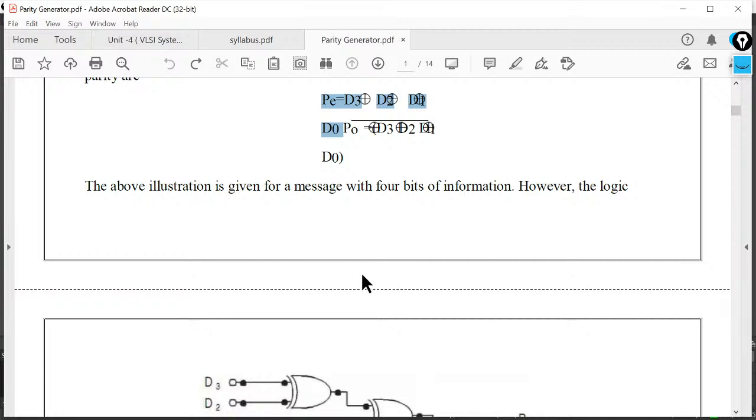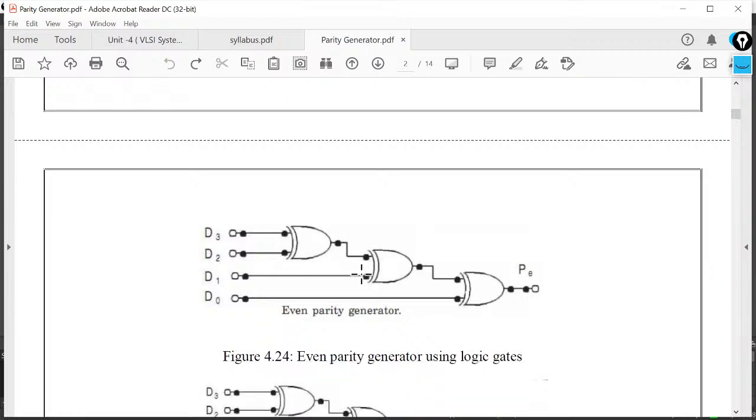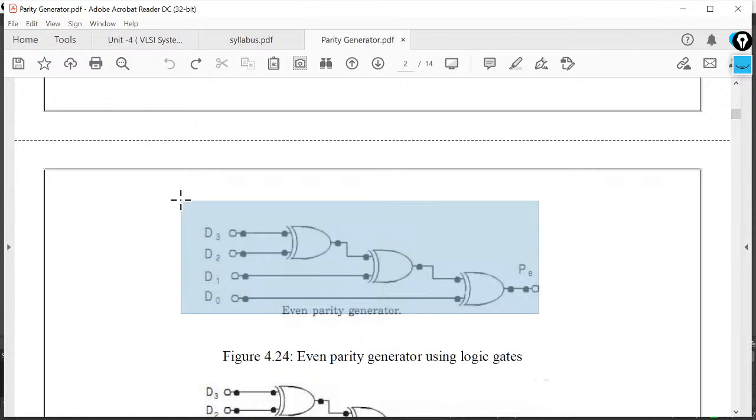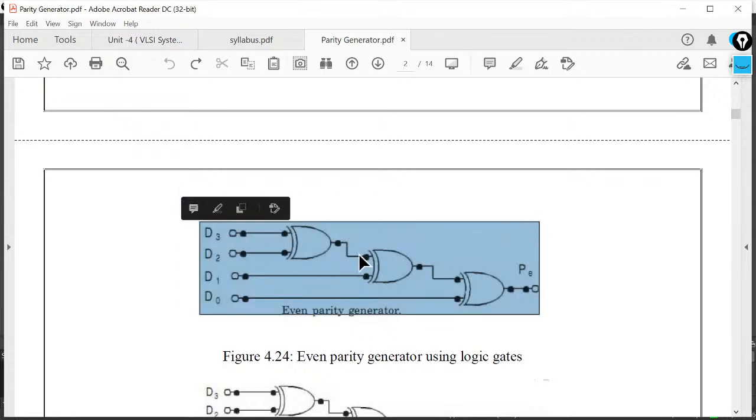So how can we make its gate level structure? This is the gate level structure of the parity generator circuit. Here you can see that we have considered some XOR gates for finding the even parity, because the even parity PE is the XORing operation of all bits. That's why we have considered the XOR gate.